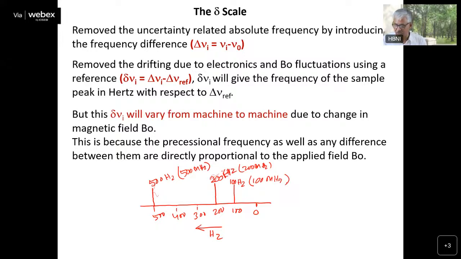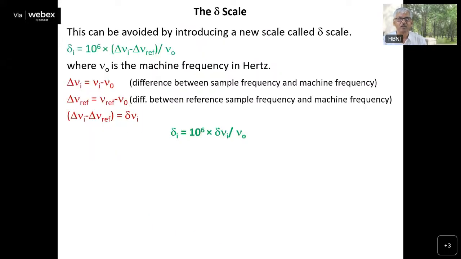You will see the difference. Okay, so how to remove that? To avoid this, a new scale called the delta scale has been introduced. So what is the delta scale? I think I have shown here that delta for a particular nucleus I is equal to delta nu I minus delta nu reference.